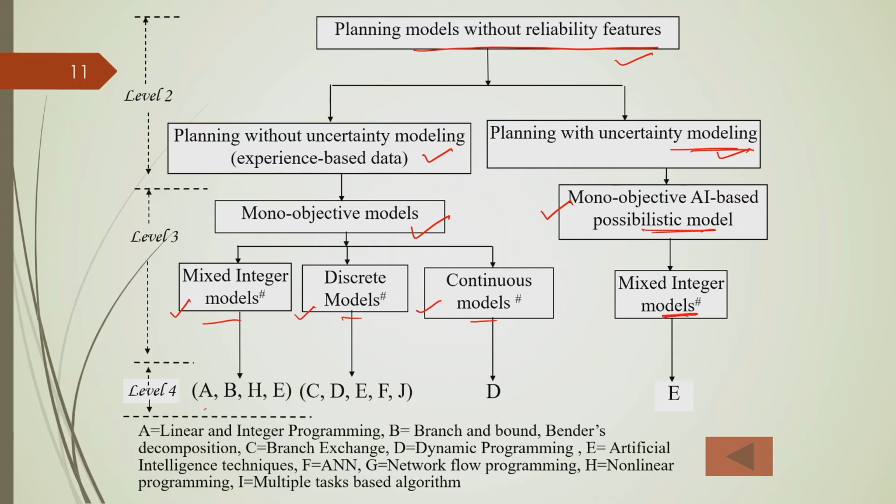And this represents the types of solution strategies used, which include linear integer programming, branch and bound, and Benders decomposition. These are the names of different solution strategies for solving this typical distribution system planning problem, which also include branch exchange, dynamic programming, artificial intelligence techniques such as ANN, that is artificial neural network, network flow programming, nonlinear programming, and multiple task based algorithms. There are different meta heuristic and heuristic algorithms as well.